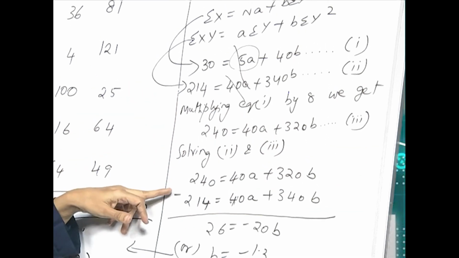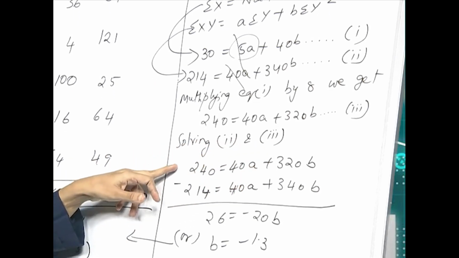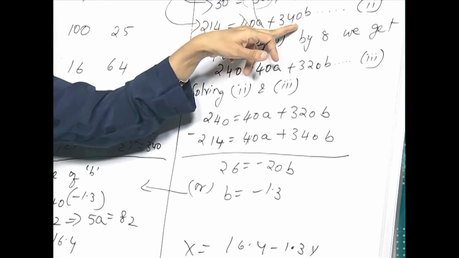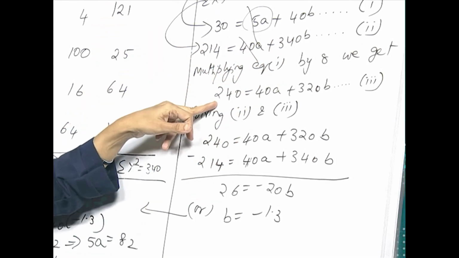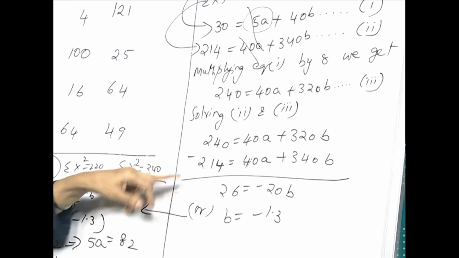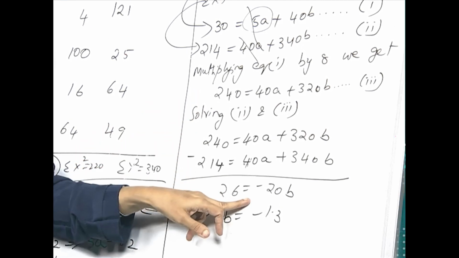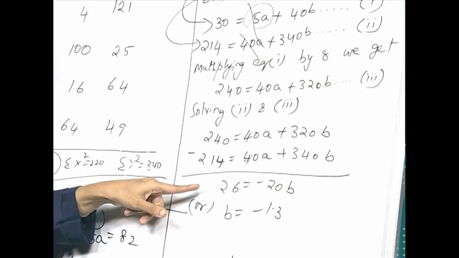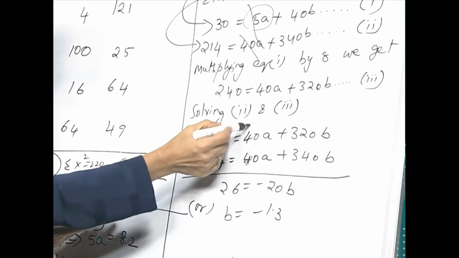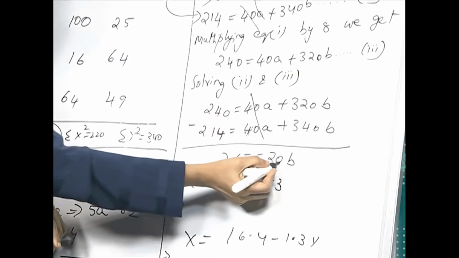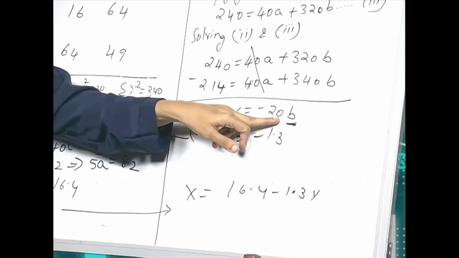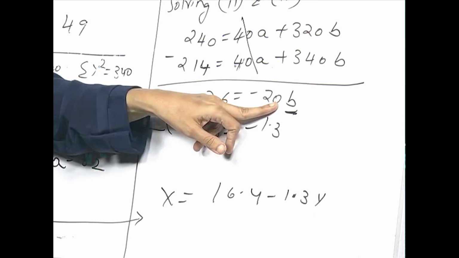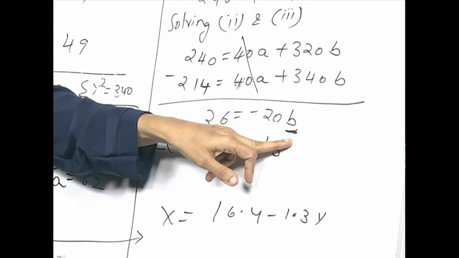Now we will try to solve equation 2 and 3, where equation 2 is 214 is equal to 40a plus 340b, and the new equation which we got after multiplying with 8. Once we solve these two equations, the value that we get will be 26 is equal to minus 20b. Now here if you see, we eliminated a, because we wanted to get only one first. When we get one, when we substitute back, we can get both the values then. So first let us find out b. We eliminated a, now we will try to find out b.